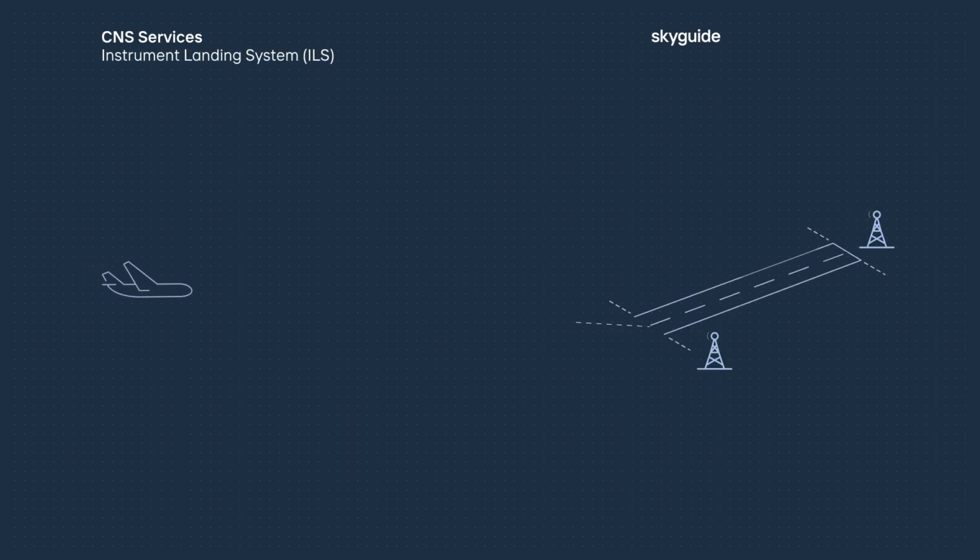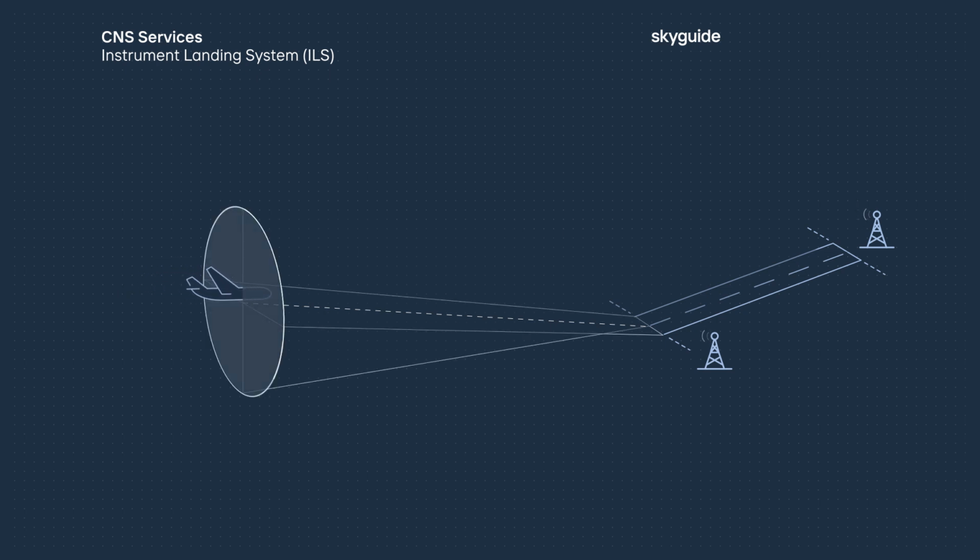The instrument landing system, ILS, uses electromagnetic beams leading the aircraft to the beginning of the landing runway in any visibility, like in clouds or fog. Skyguide has installed ILSs at every major airport in Switzerland.